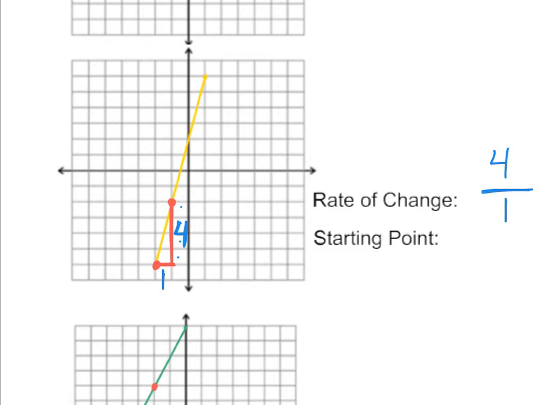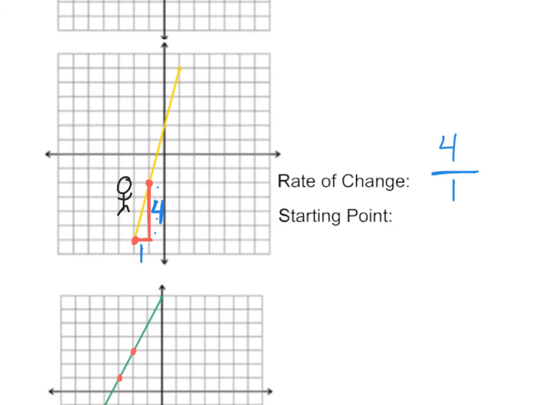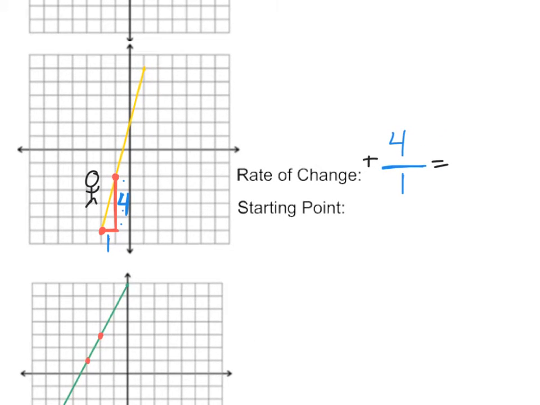This is a positive line because if you were to think of a guy skiing from left to right, he would have to be going up, up, up, up, up. So this is a positive 4 over 1. We can divide this evenly. It's going to end up being just 4. But if you leave it as a fraction, that's good with me.